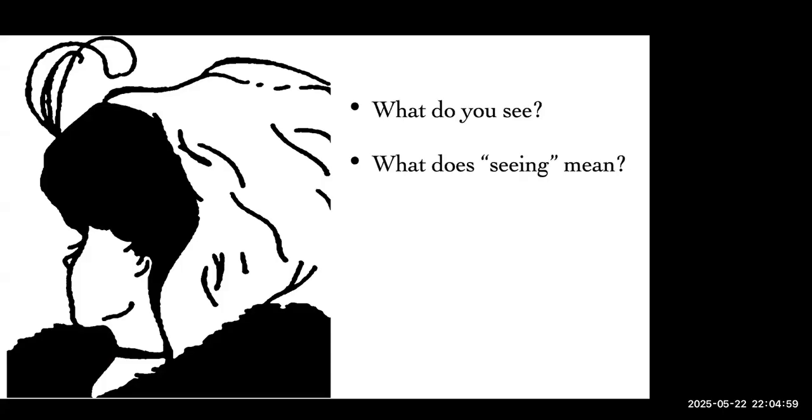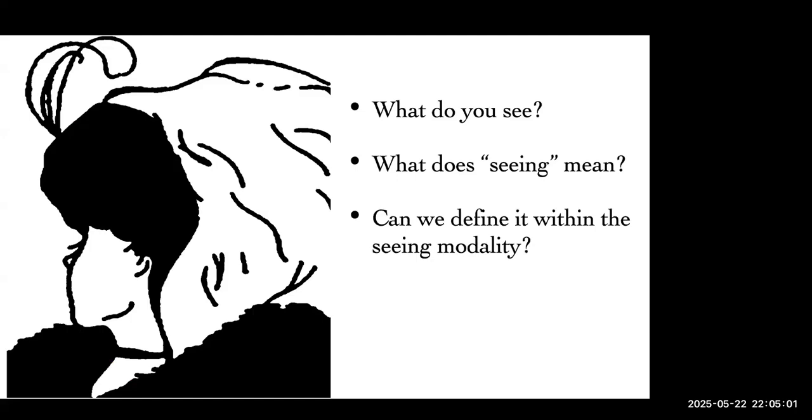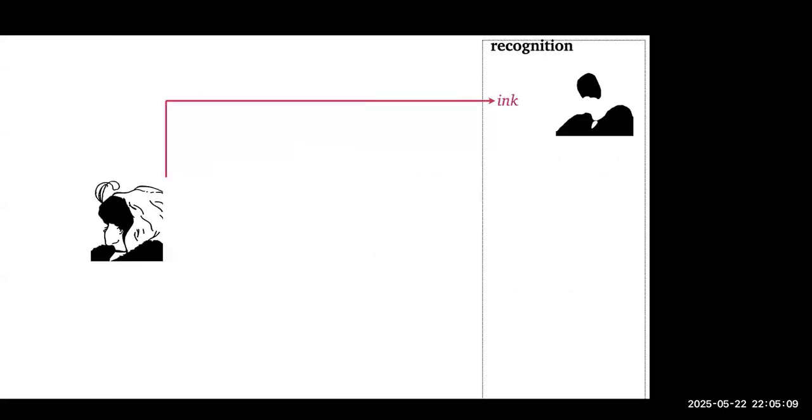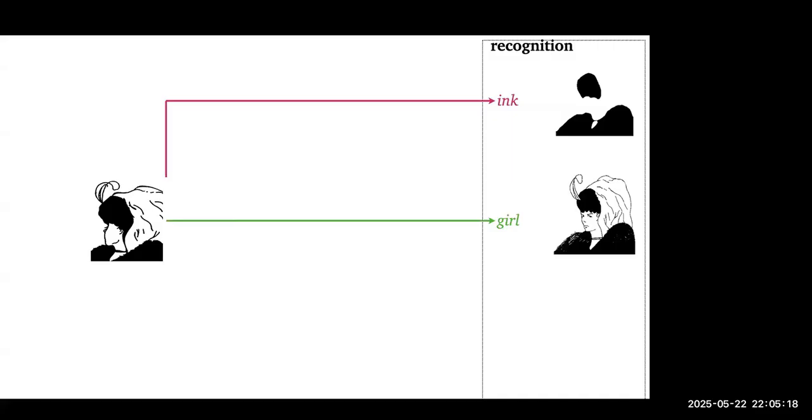So this image, I'm asking, what do you see in this image? And what does scene mean to you? Can we define it within the scene modality? Do we not see if we have no words for what we see? Now, this image I tweaked a little bit. So some people really don't see anything. So how about I just say, you see a bunch of black ink, okay? Some people see a girl. How many people see a girl?